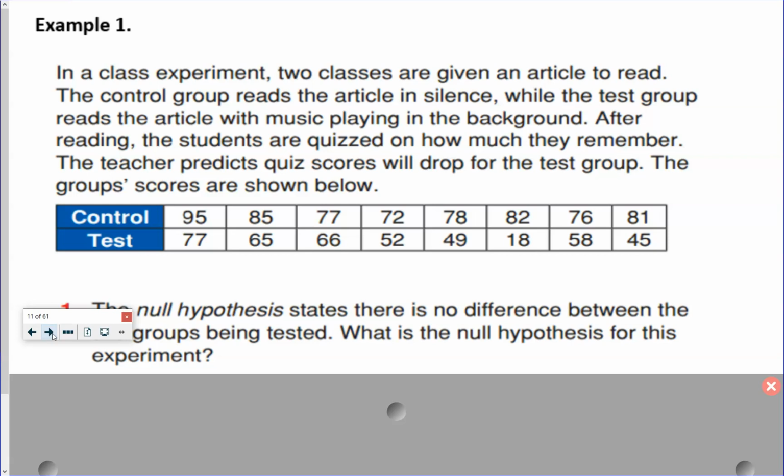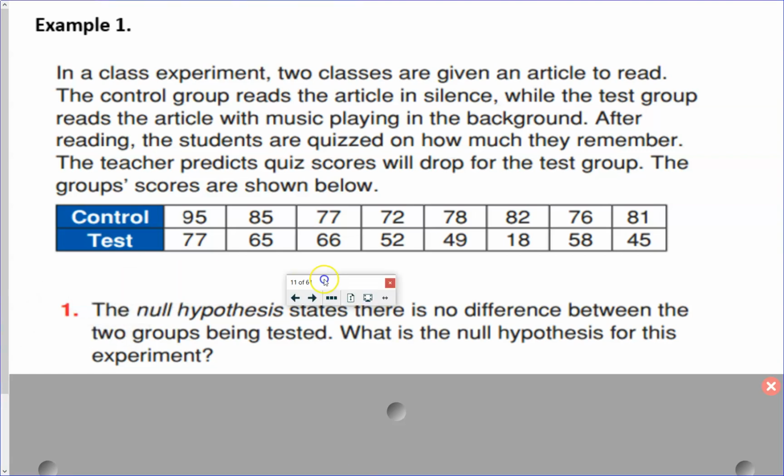All right. In a class experiment, 2 classes are given an article to read. The control group reads the article in silence while the test group reads the article with music playing in the background. After reading, the students are quizzed on how much they remember. The teacher predicts the quiz scores will drop for the test group. The group scores are shown below. All right.